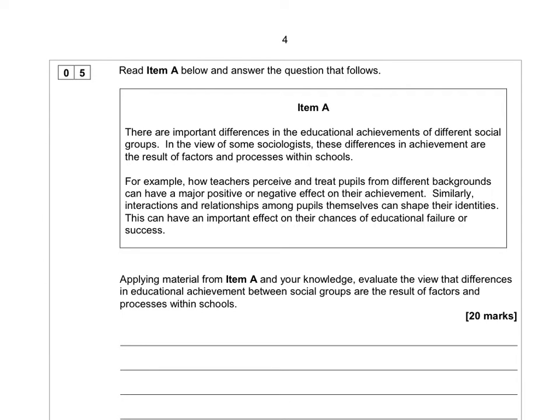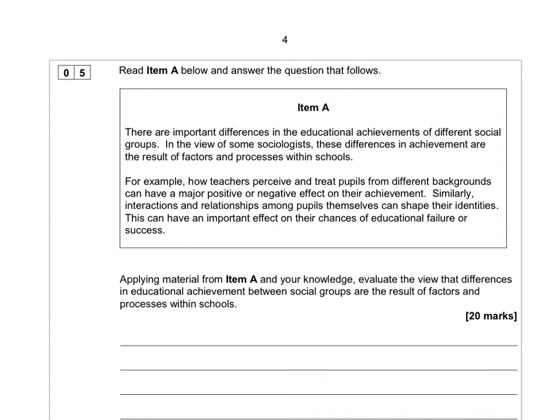And it's asking you to look at the differences in achievement between social groups. So I would circle social groups, because it's not saying between social classes, genders, or ethnicities. It's saying social groups. So this means they don't want you to just talk about class or gender. You have to talk about more than one social group. And this is asking you to evaluate the idea that the reason there's differences in achievement is because of processes within school. So I'd probably underline within quite a few times, because if you start talking about out of school factors, you might not be focusing on the question. So let's have a look at the item.